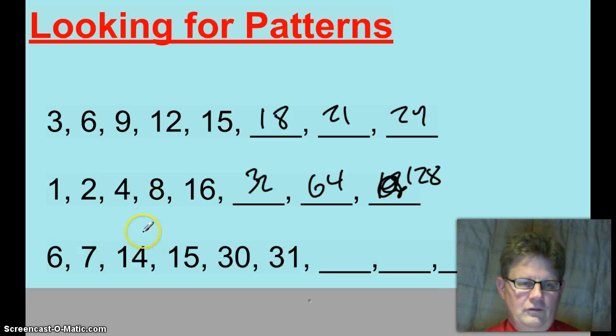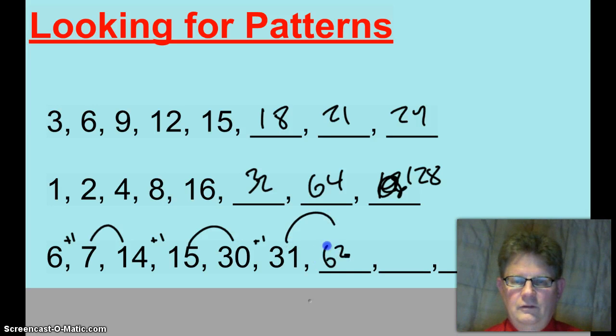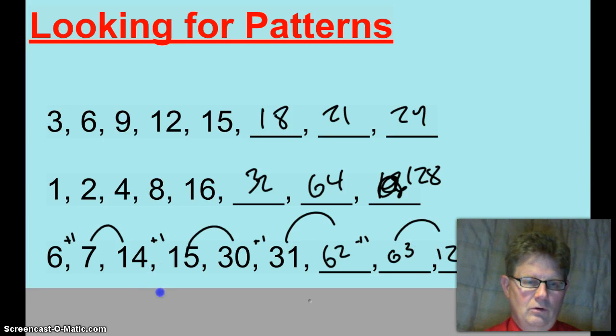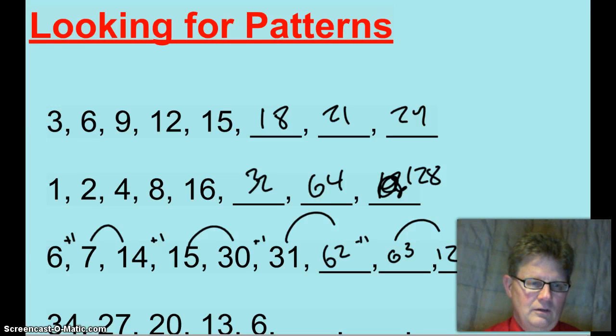6, 7, 14, 15, 30, 31. Well, I definitely see something going on here where it's doubling. And in between the doubling, what's going on? Looks like we're adding 1. So it looks like we're ready to double. 62, add 1, double. 126. Oh, I think you're pretty smart, don't you?